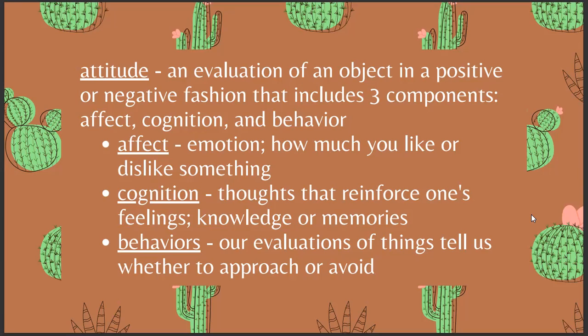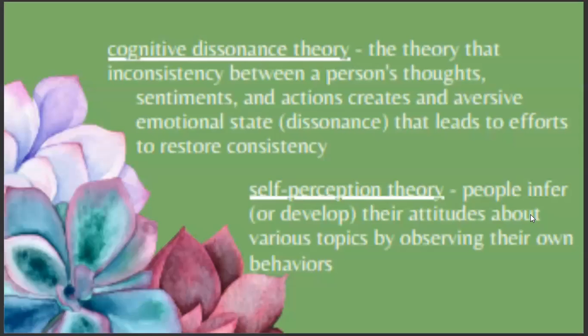So affect, emotion, how much you like or dislike something. I don't like peppers. Cognition, thoughts that reinforce one's feelings, knowledge or memories. So memories, every time I've eaten them, every time I'm taking a bite, I spit it out because I just think, ugh, that is disgusting. So based off my evaluation, it tells me whether to approach or avoid. I'm going to avoid peppers whenever I can. So the combination of those 3 things, my affect, my cognition, and my behaviors, those comprise my attitude about whatever it is, whether it's a person, a place, a thing, whatever it is, an idea.